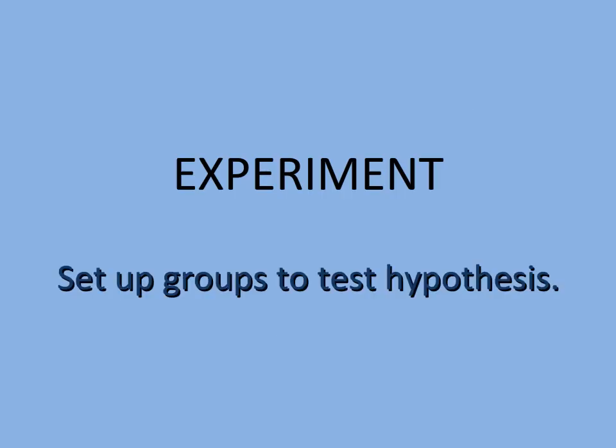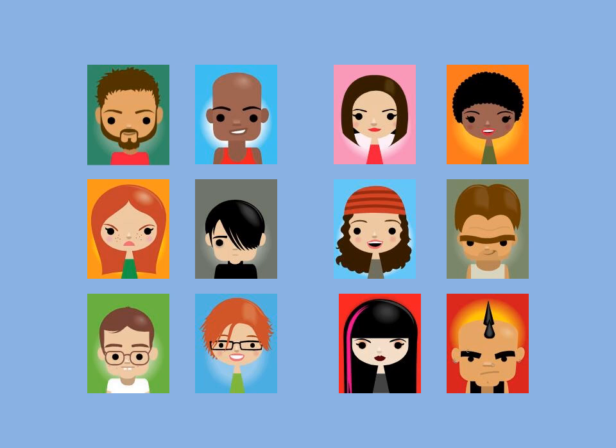And now, we are finally ready to set up our experiment. Okay, here's our test subjects. Let's randomly divide them into two groups. Let's give these guys frozen ice cream. They are called the experimental group, as they are testing our hypothesis, which is based on the temperature of the ice cream.